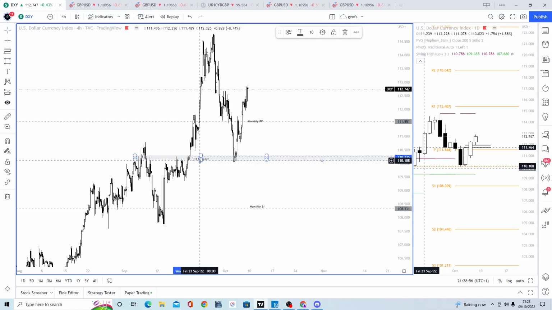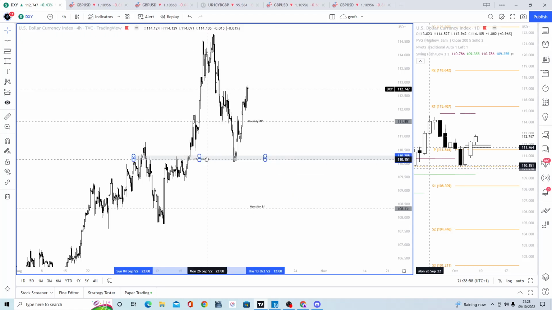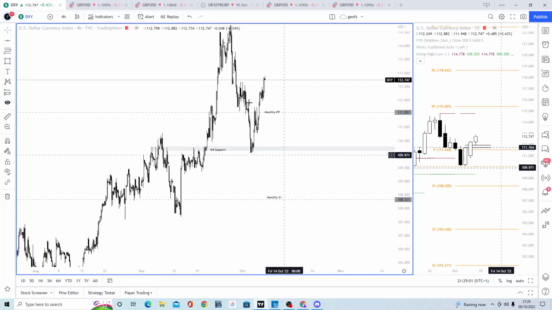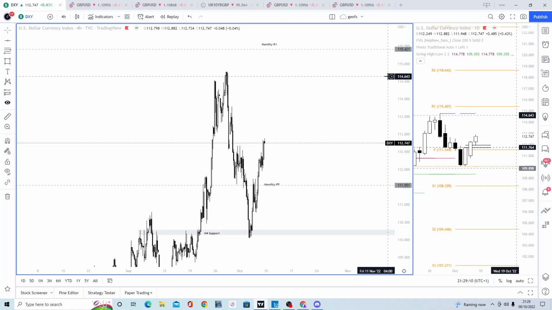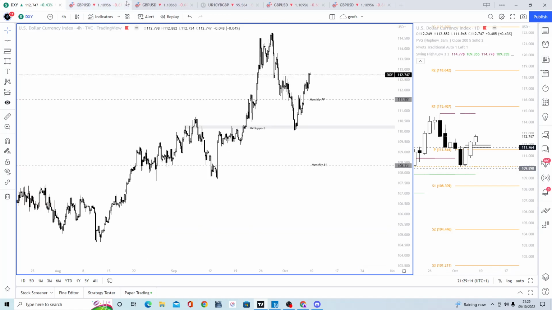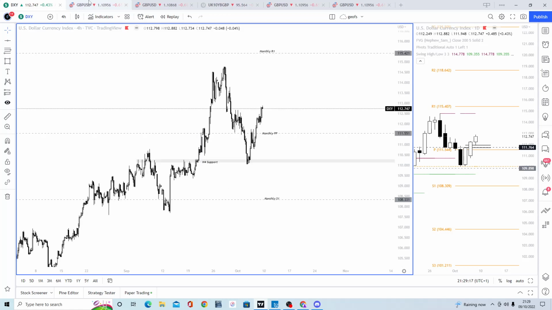So that's RBS, resistance becomes support, and we can still use this for trading. It's fine. I know we're supply and demand traders, but we have to be aware of structural levels as well, of course. They're not irrelevant. Just because you're a supply and demand trader doesn't mean you can't trade support and resistance. The two can sit together fine.